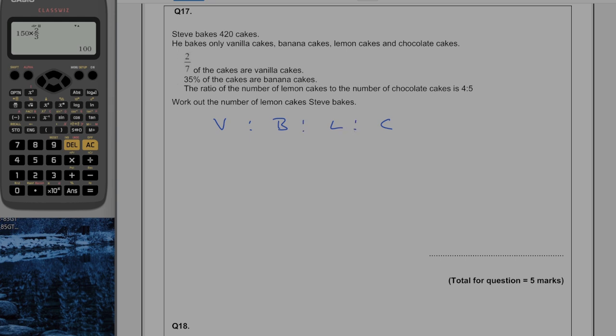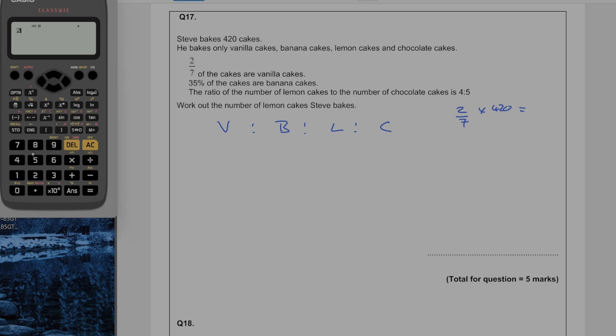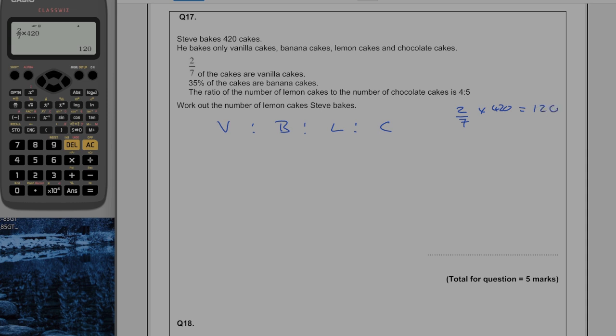Right, I'm going to start with 2/7 times by 420. It's going to be equal to 7 divided into 420 is going to be 60, so that's going to be 120. No, it's not. I think it is actually. 2/7 times by 420 is 120, yeah. 120 vanilla cakes.